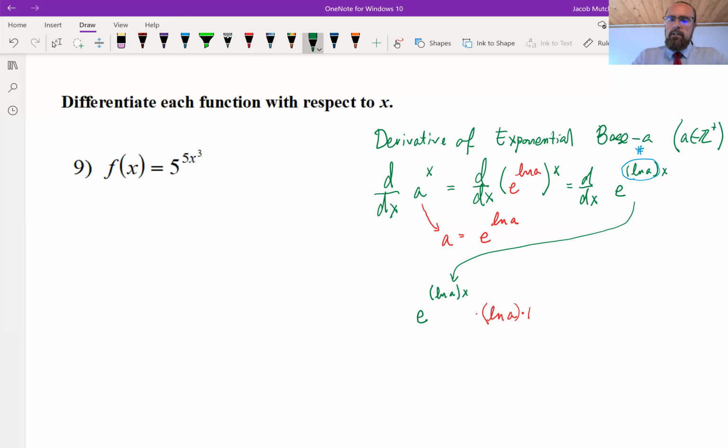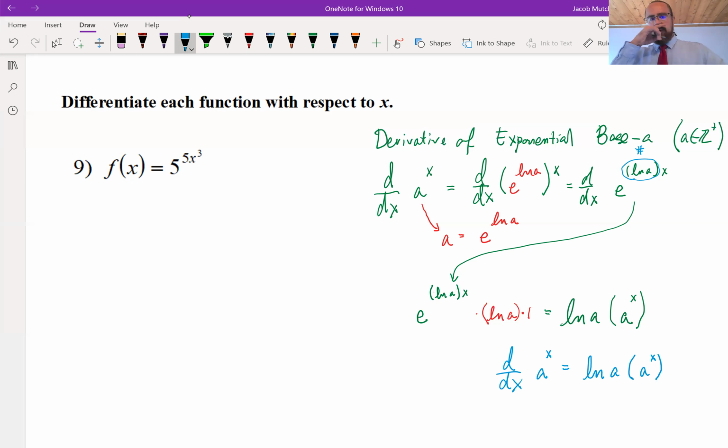Let's rewrite that, and we're very close to getting our rule. So I'm going to put natural log of a out front. And then instead of writing this as e to the power of ln a, I'm going to substitute back in a to the power of x. And that is our rule. Let me bring it down so that we can formalize it. So the derivative of some base a, which is a positive integer, to the power of x, is equivalent to the natural log of that base times the original a to the power of x.